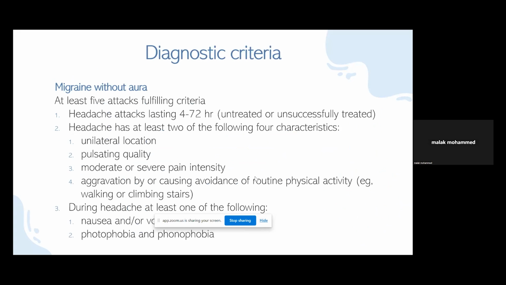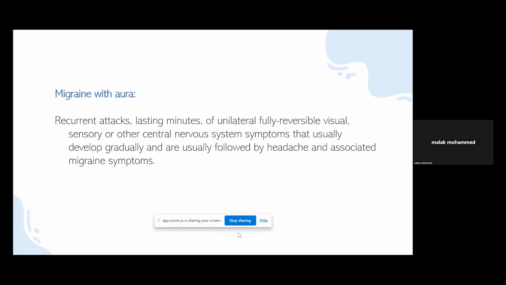So, how do you diagnose migraine? Without aura, it should fulfill 5 attacks within these criteria. Headache attacks lasting 4 to 72 hours. The headache has at least two of these: unilateral location, pulsating quality, moderate to severe pain, and aggravation by or causing limitation of physical and daily activities. During the headache, the patient could have nausea, vomiting, photophobia, and phonophobia. Migraine with aura is similar to the one without aura, but the aura occurs before the attack itself.